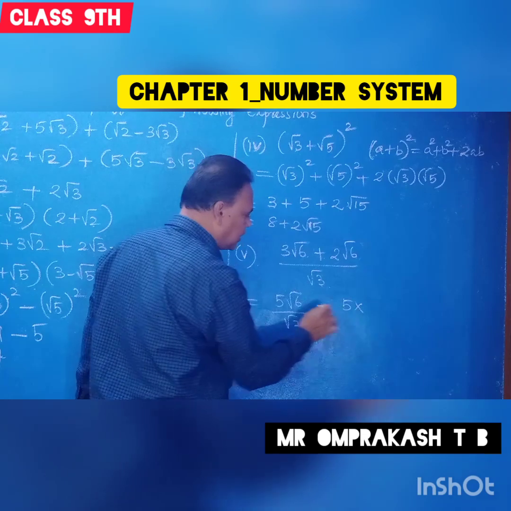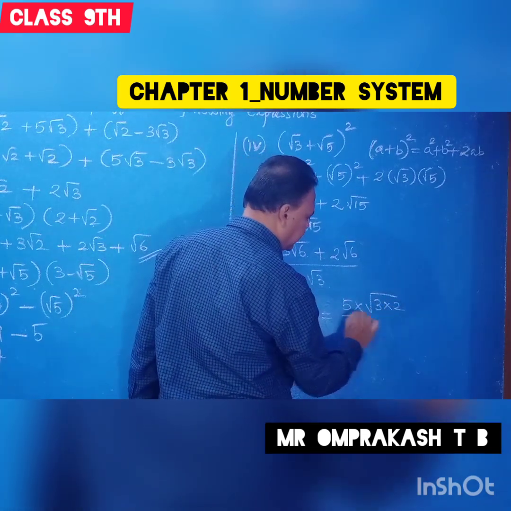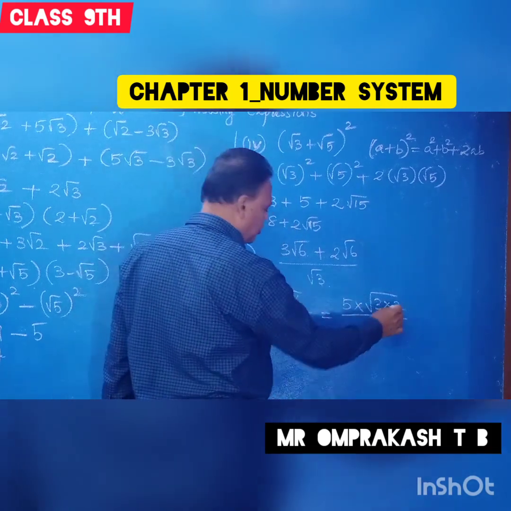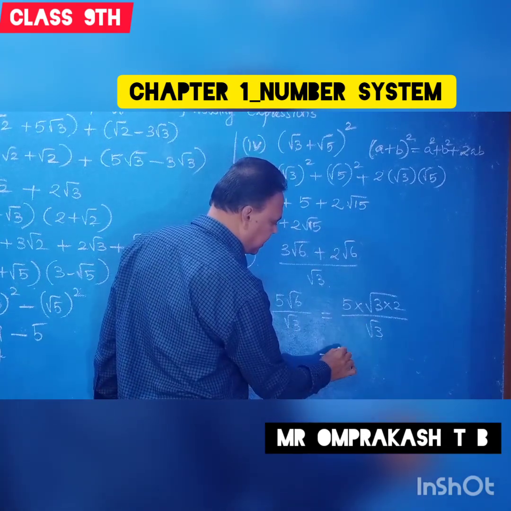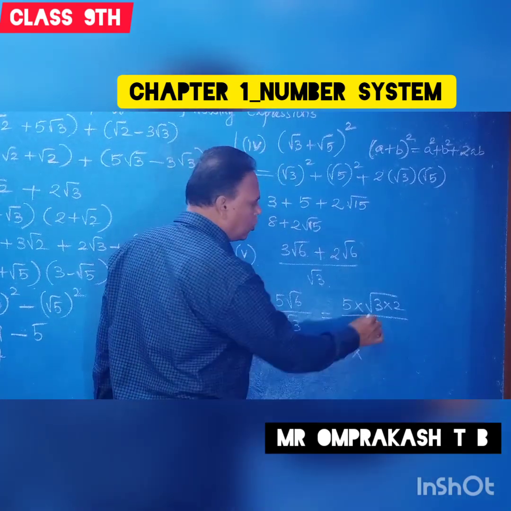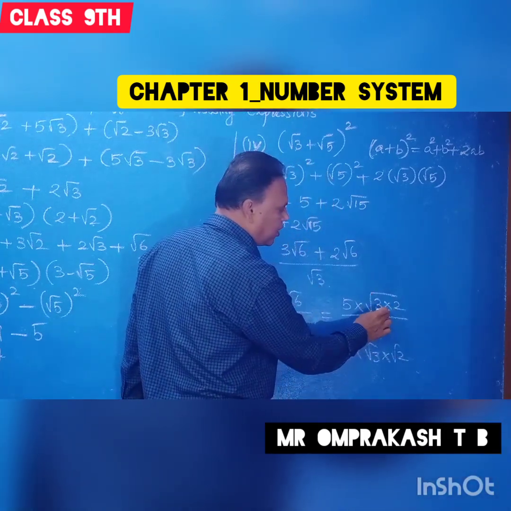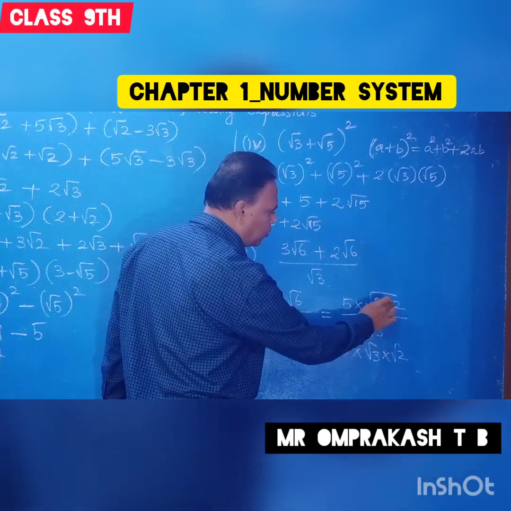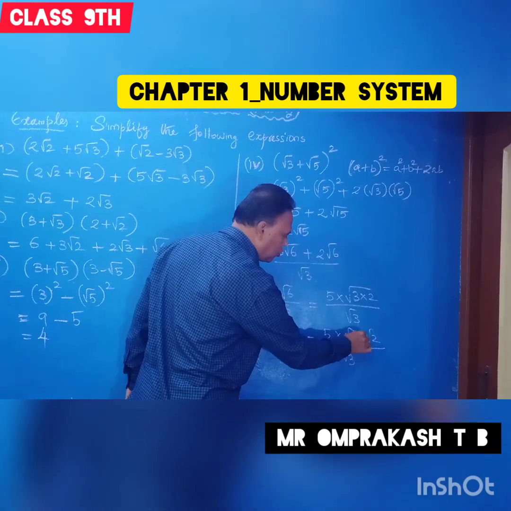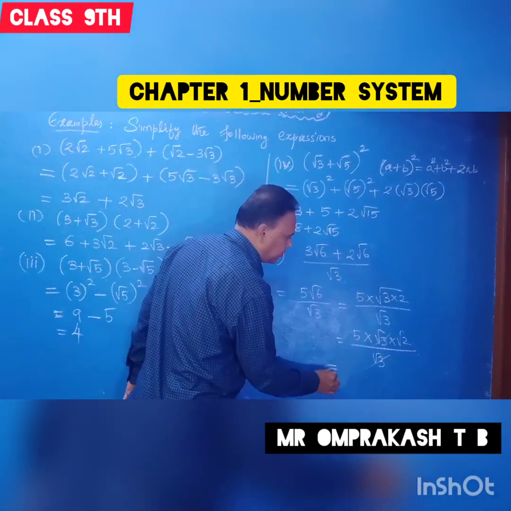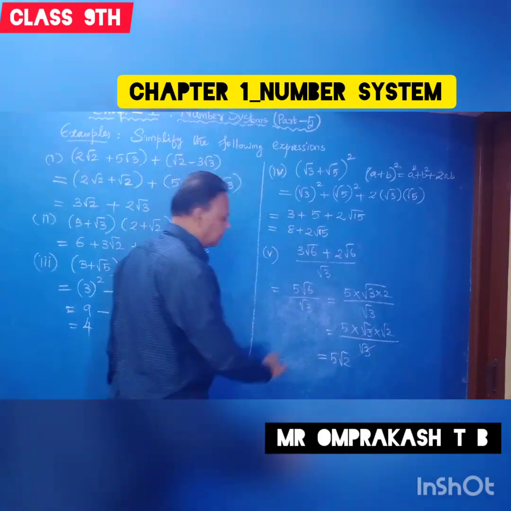Okay, 5 into this root 6 can be written as root of 3 into 2. Right? 6's factors are what? 3 into 2. Clear? So now this can be written as 5 into root 3 into root 2. Use the rule: in the square root product, if you have a product, you can split it. Root 3 into root 2 by root 3. So this root 3 you can cancel. So 5 root 2. Numerator we have 5 root 2. Clear?